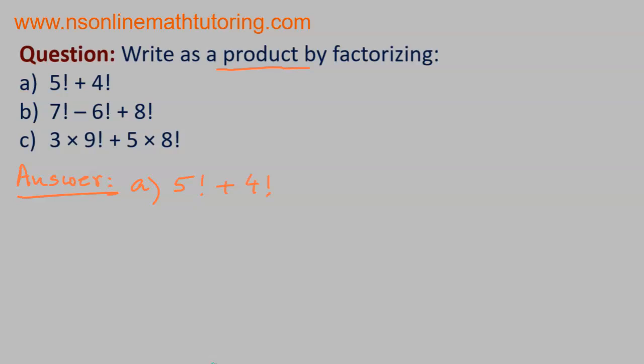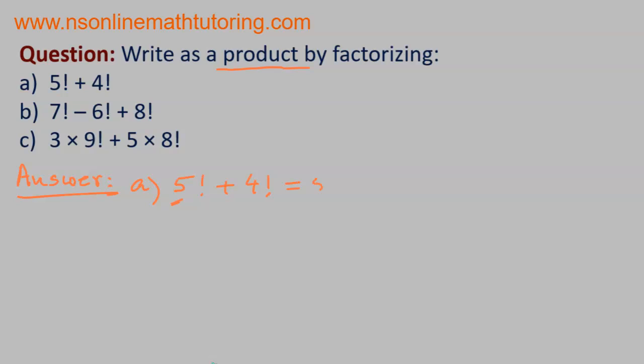And what did I say about when you are having more than one factorial in a question? Always express the larger number's factorial in terms of the smaller number's factorial. So between 5 and 4, which one is the larger number? Obviously 5. So we have to express 5 factorial in terms of 4 factorial. Okay. How do we do that?